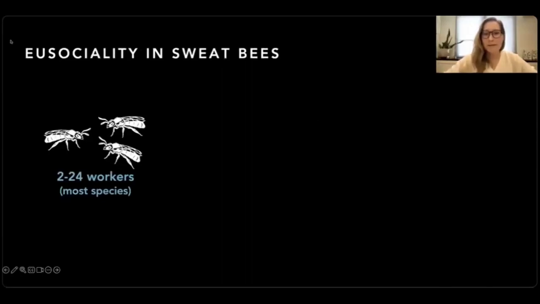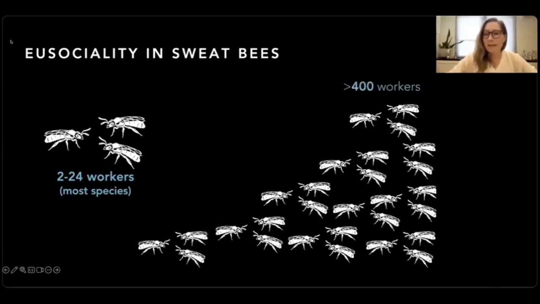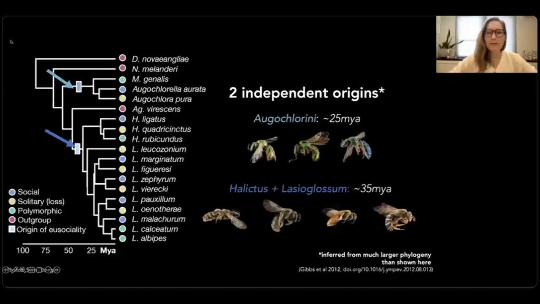And among the social sweat bees, the colony sizes can vary quite a lot, but for most species, there's about 2 to 24 workers that are present inside a nest. There are species, however, like Lasioglossum marginatum, where colonies can contain well over 400 workers. And so within this group, we have a lot of variation in social behavior that can be observed both within and between species. And there have also been multiple independent gains and losses of eusociality.